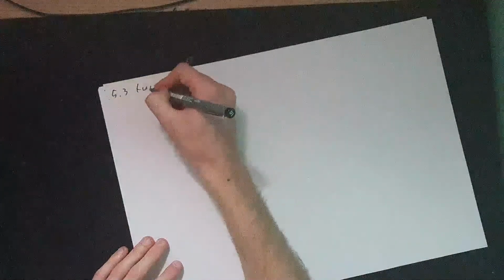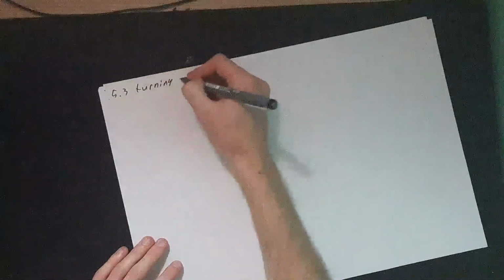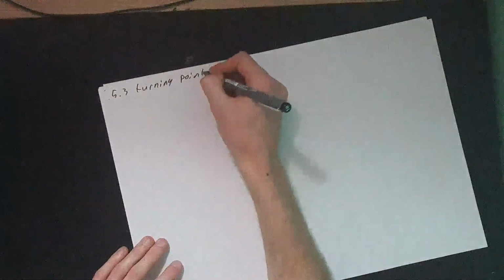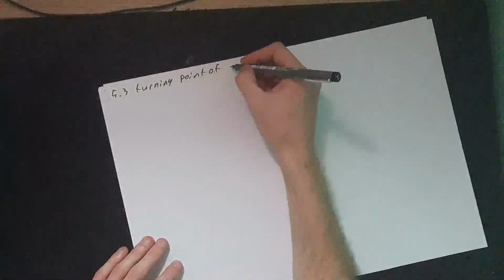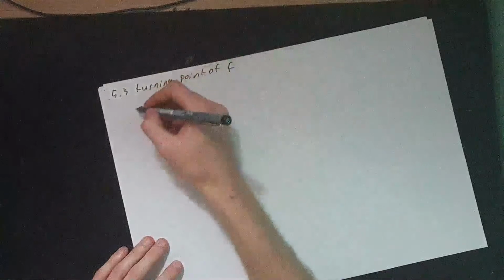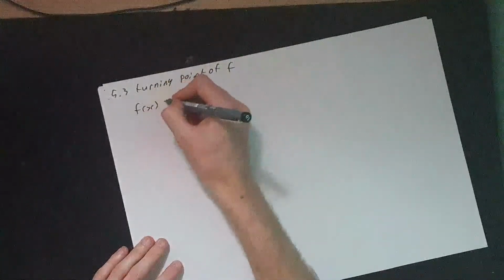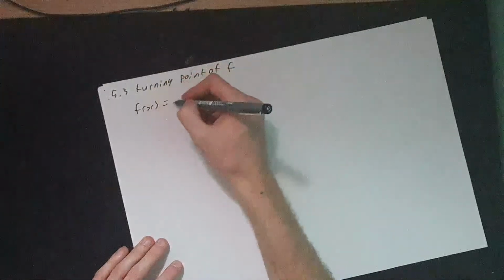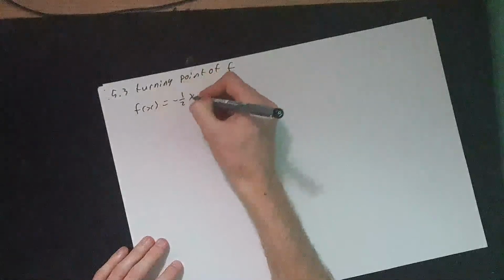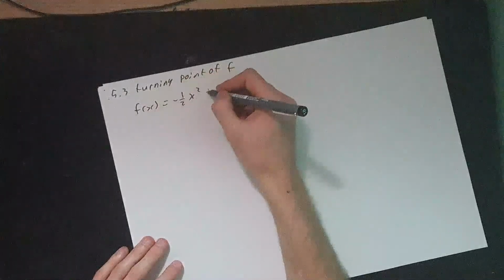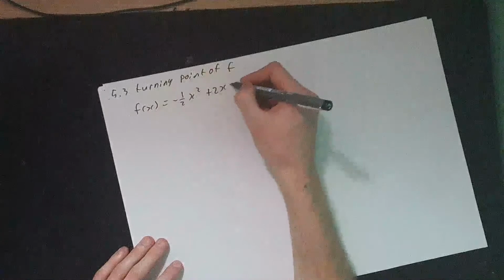Okay, so finding the turning point. I'm just going to rewrite my function over here. That's 5.3. So 5.3 says turning point of f, given that f of x equals -1/2 x squared plus 2x plus 6.